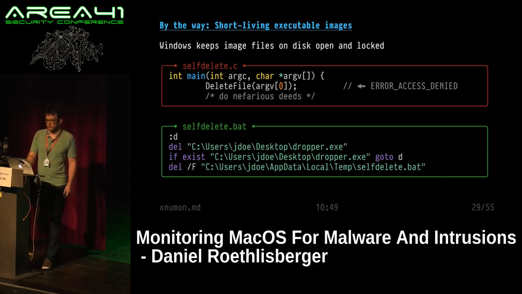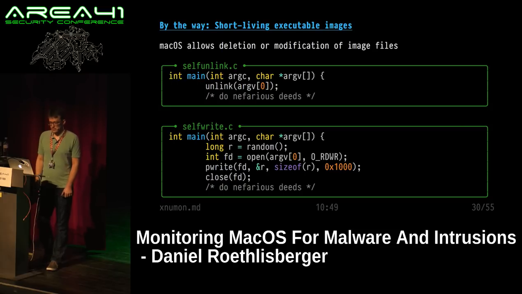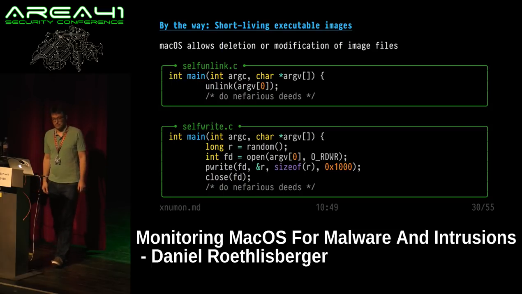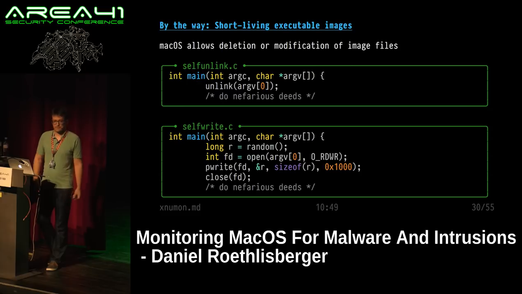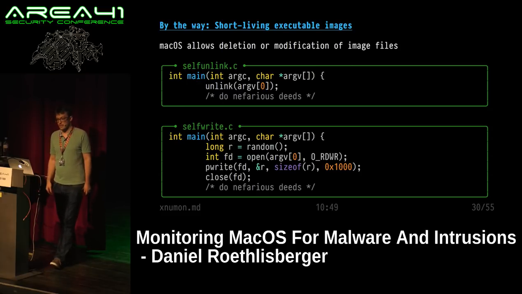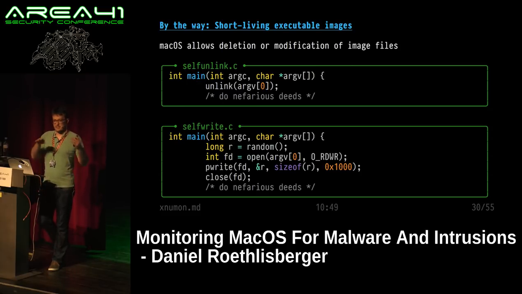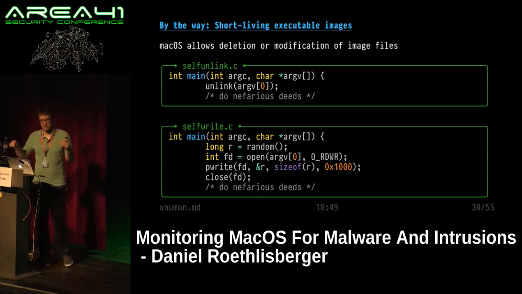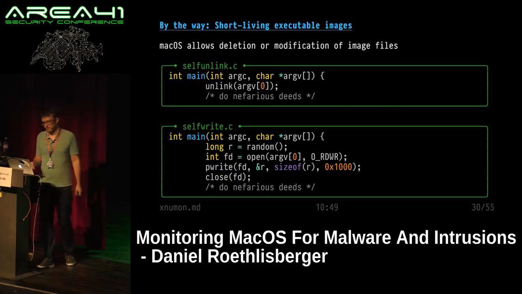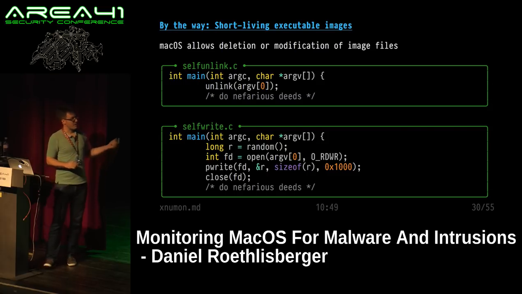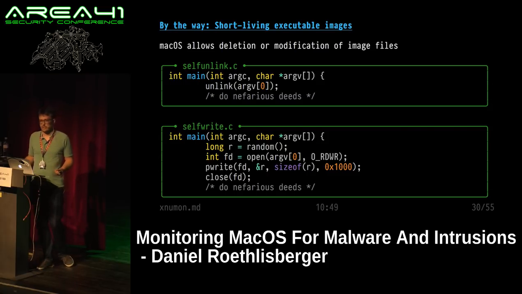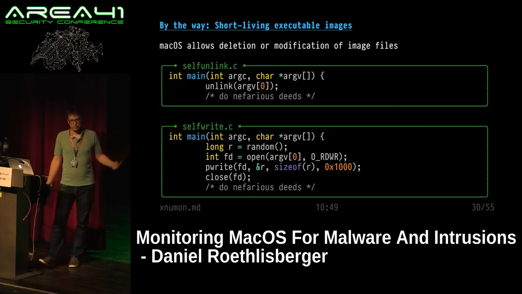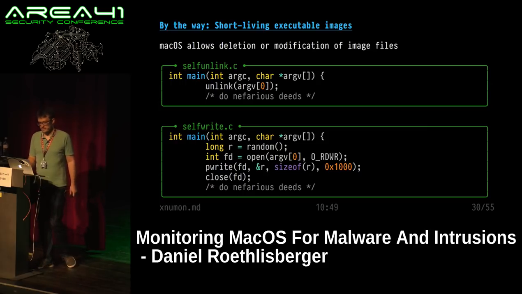So you can assume that while it's running, you still have the data on disk. Whereas on a Unix, you can actually unlink the executable file from disk as the first thing you do as an executable. If you do that, you have a process that still has the data on disk that was used to start it, but you can't access it because it's not linked in the file system anymore. And you can even write to your own executable image while you're running. This will not crash your process, at least not immediately.